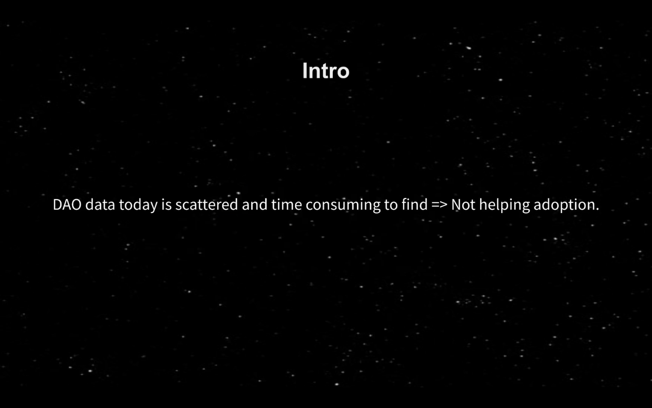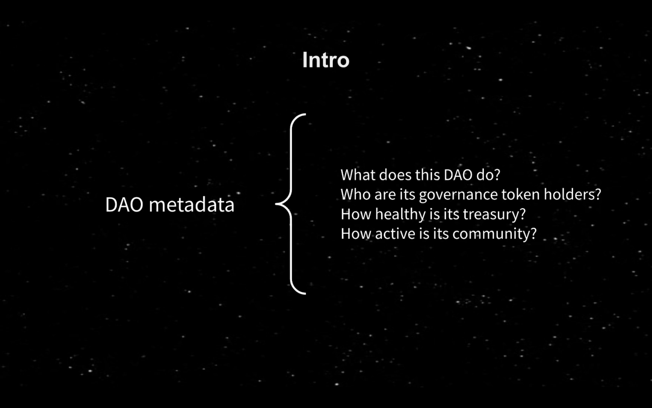So EIP 4824 was created because DAO data as it stands today is quite scattered and time consuming to find. And this is a suboptimal state. When I say DAO data or DAO metadata, I mean all of these things. For example, what does this DAO do? How does it work? How does its governance process work? Who are the different stakeholders like governance token holders, delegates, multi-sig signers, etc., involved with the DAO?